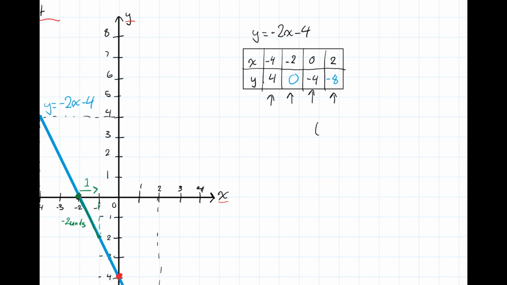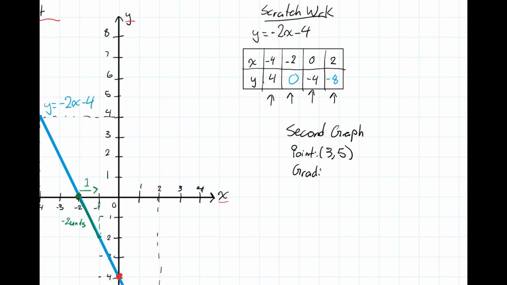It goes through the point 3, 5. This is just my scratch work over here. So the second graph goes through the point 3, 5, and now we're going to say it has a gradient of 1/2. So how do we even begin to digest this?